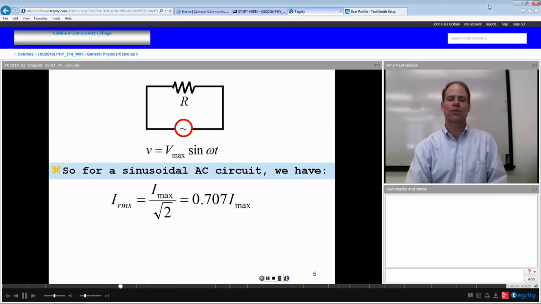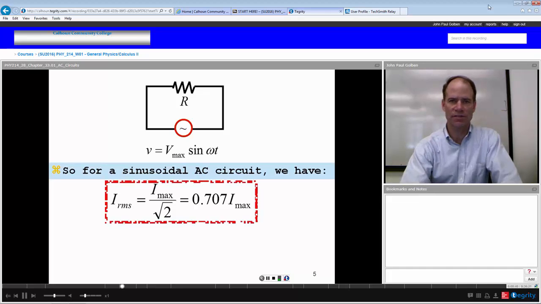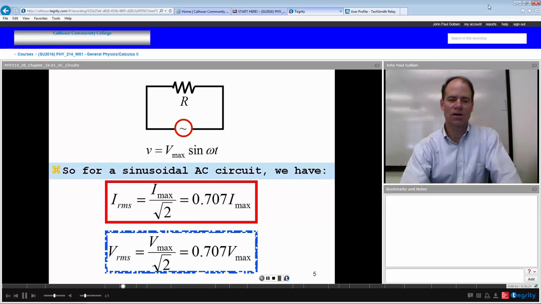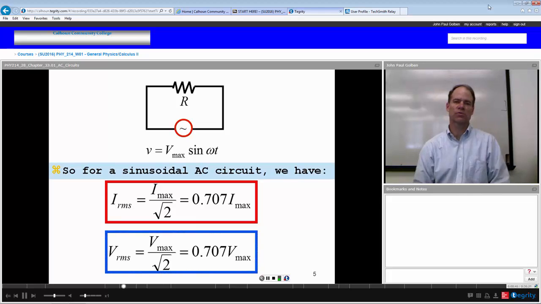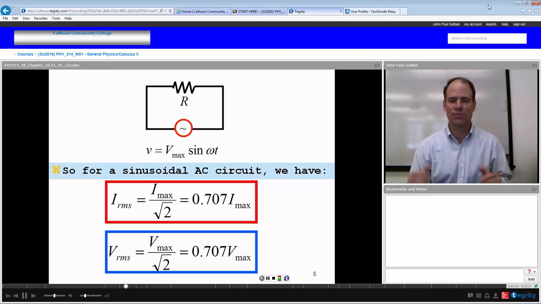This is true for the current. The root mean square current is the maximum value of the current divided by the square root of 2, which is 0.707 I max. And also for the voltage. The root mean square voltage will be our maximum voltage of the signal divided by the square root of 2, 0.707 V max. When you use a meter to measure current or voltage on an AC circuit, it will give you root mean square values. It will not give you the average current. It will not give you the maximum value. It will give you the root mean square value.